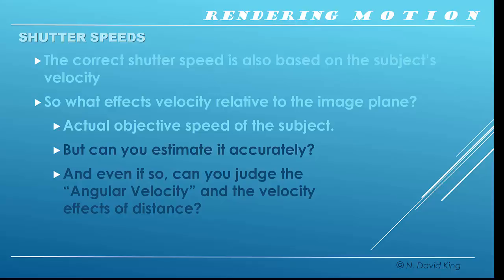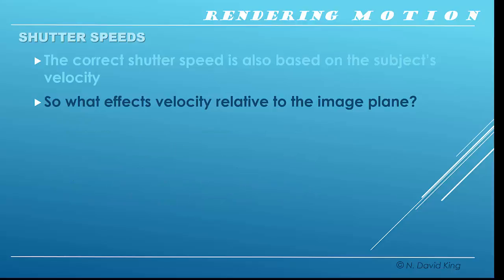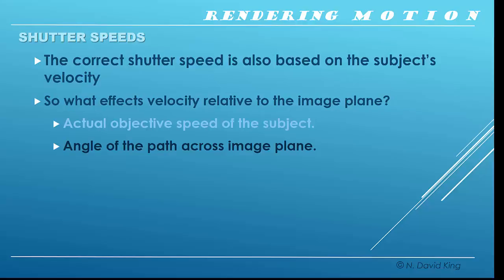And even if you could, if you knew for sure it was going, let's say, at 20 miles an hour, can you judge the angular velocity and the velocity effects of that subject moving away from the camera or doing its motion farther from the camera? Most people cannot, but it's important. And here's why. Here's one of the effects of velocity relative to the image plane: the angle of the path across the image plane. So let's illustrate that.